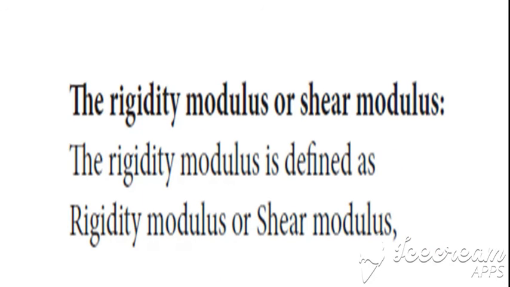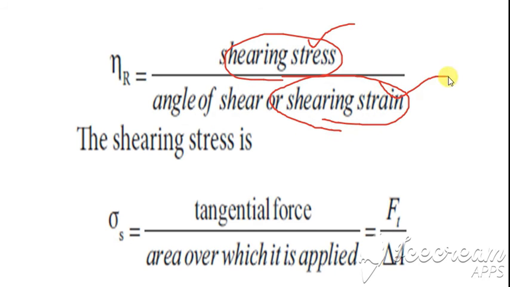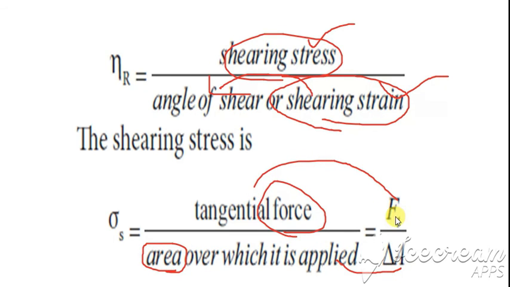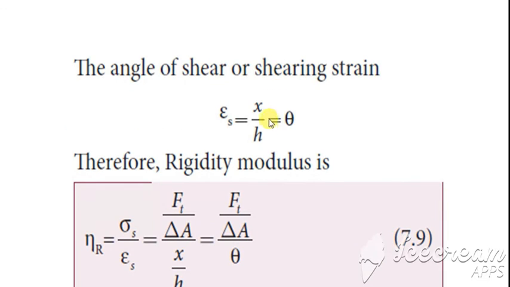Rigidity modulus, or shear modulus, is given by shearing stress divided by shearing strain. Instead of shearing strain, we can also write the angle of shear. So what is the formula for stress? It is force divided by area, and so we write it as tangential force divided by area, which is F_t divided by del A. And the shearing angle can be written as theta alone.